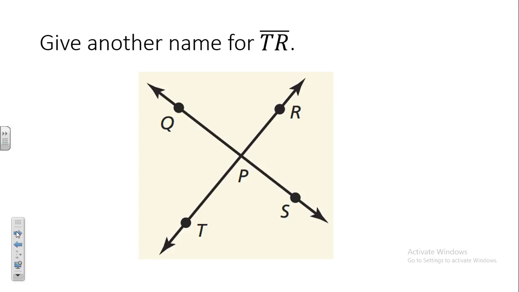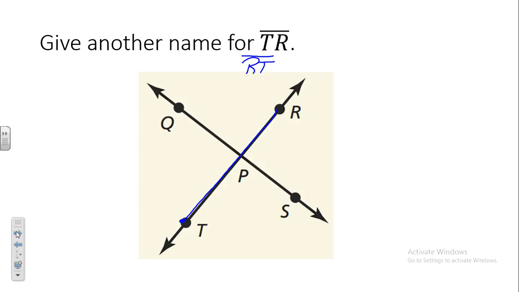I would like you to give me another name for, what does that symbol mean? Segment. Segment TR. What's another name for segment TR? Are there any other names for segment TR besides segment RT? Nope. Why not? Absolutely. It has to have those two endpoints, doesn't it? TR is this piece right here. RT is the same thing.